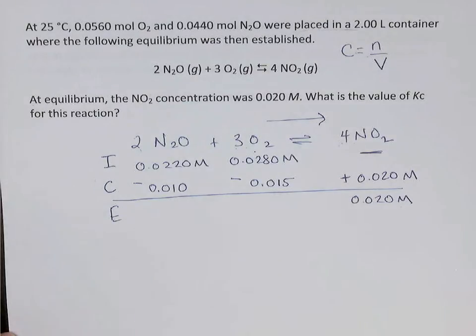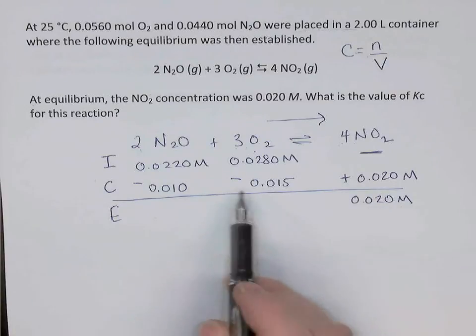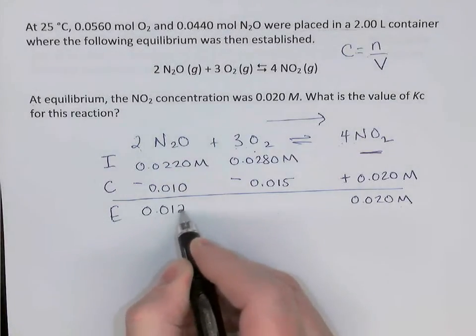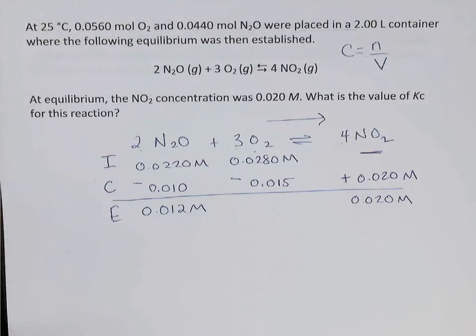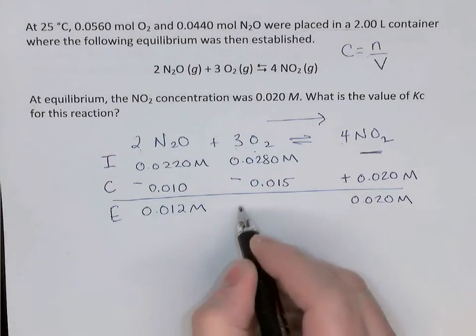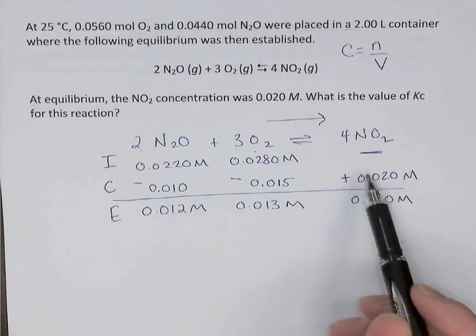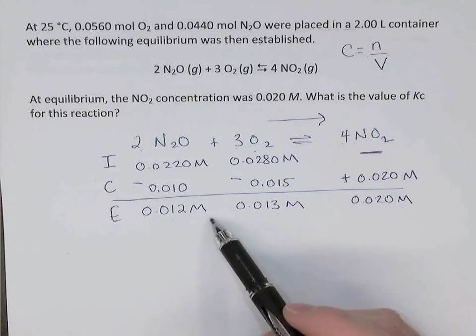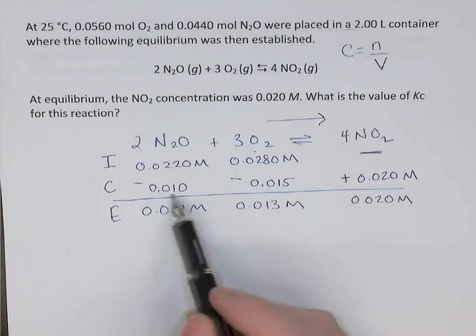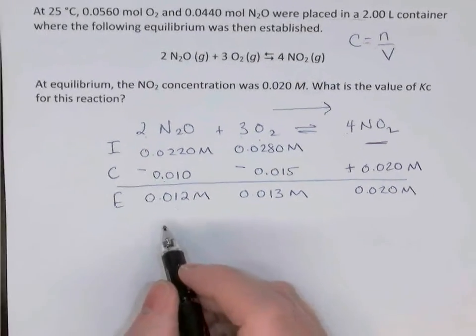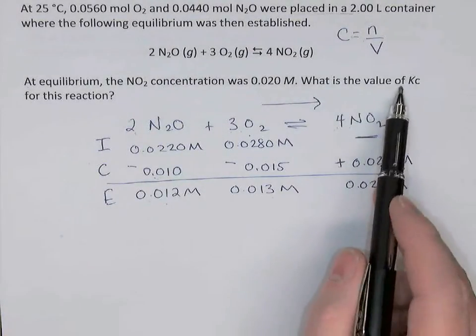So now we can grab a calculator and we can evaluate how much is left at equilibrium. For the N2O, we had 0.022 minus 0.01, so we have 0.012 molarity. And for the oxygen, we have 0.028, and we take away 0.015, and we get 0.013 molarity left there. And when you add or subtract numbers like this, you round off the answers according to the number of decimal places. Since this had 3 decimals, we're going to round off to 3 decimals in these 2 answers. So now we've got the concentrations at equilibrium, we can go find Kc.